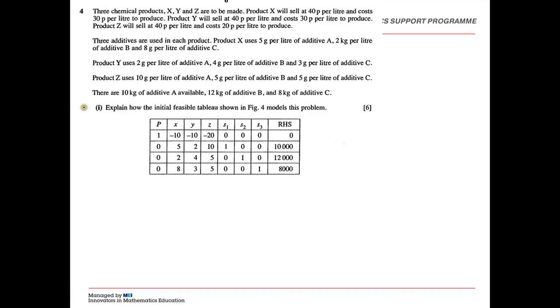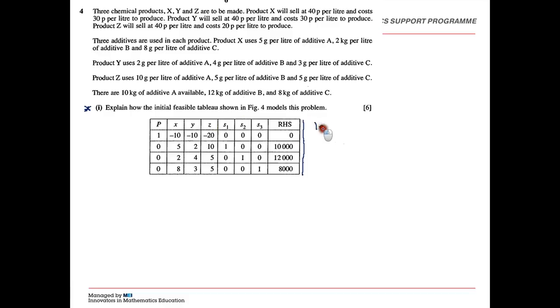And the first part of the question is explain how the initial feasible tableau shown in figure 4, which is this diagram here, models this problem. So in other words, they are giving you the initial tableau, but they want you to explain how they got that initial tableau. So the first thing you always do when setting up a linear programming problem is define your variables. And in this case, you can see that they've used little x, little y and little z.